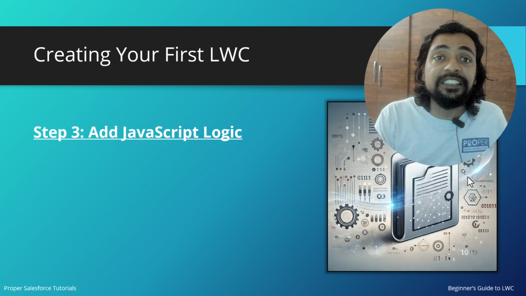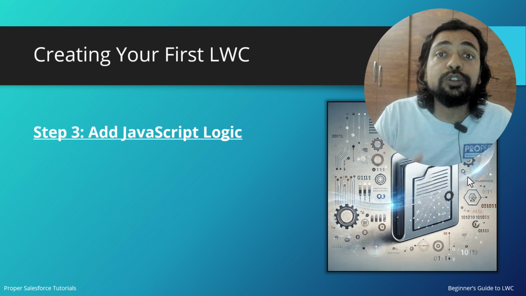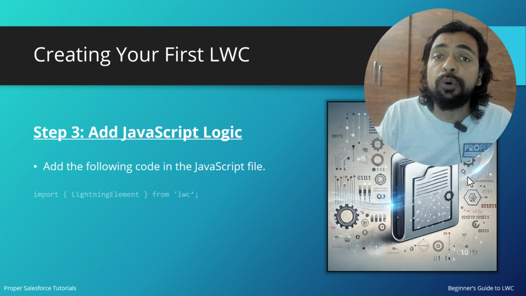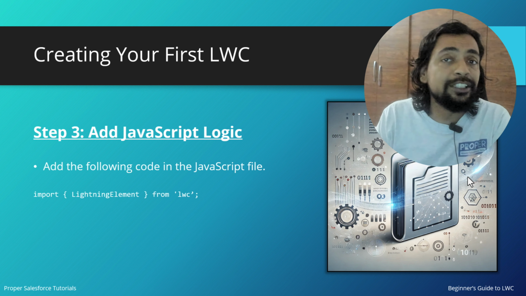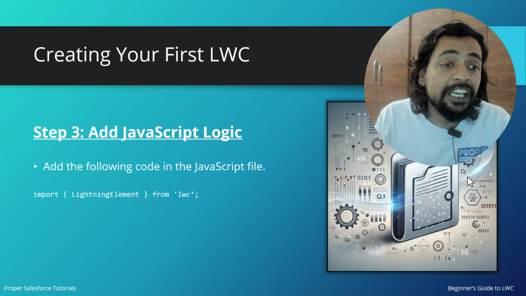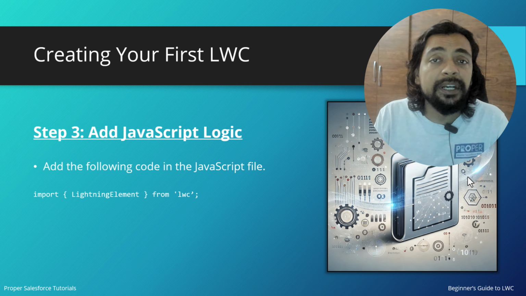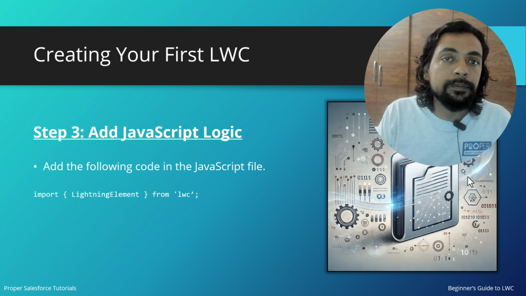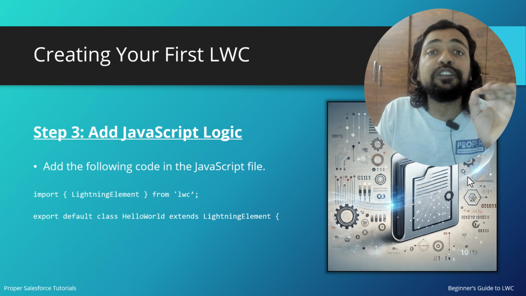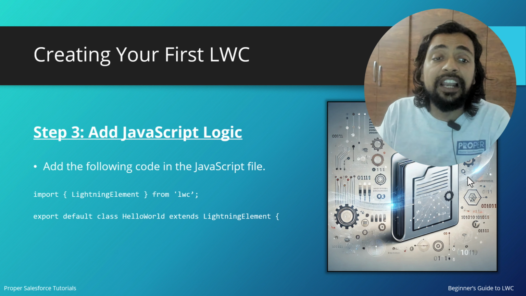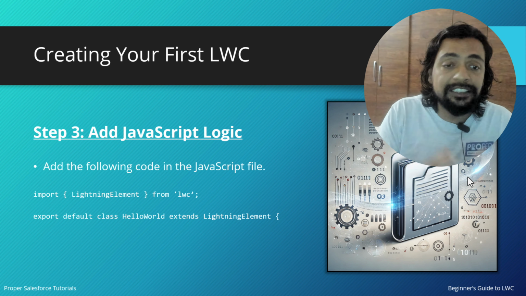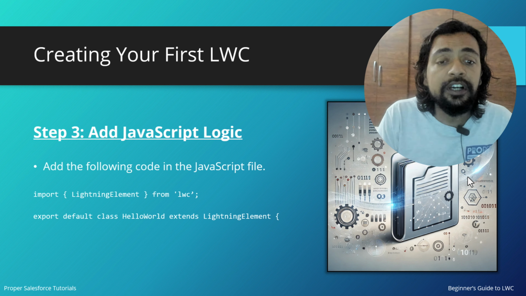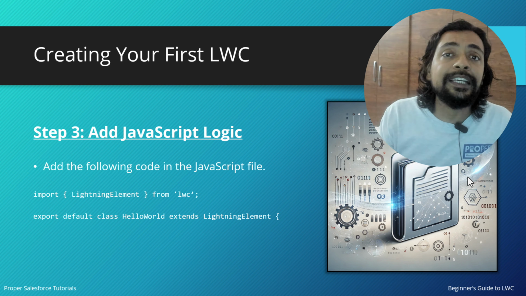Once your HTML file is ready, the next thing on the line is to provide the JavaScript code over there. Now few of the JavaScript code is already written over there as soon as your Lightning Web Component is created, just like this import statement which is importing the Lightning element class from the LWC module. Along with that, it will also have this export default class and the name of the class, that is hello world if our LWC name is hello world itself, and it is inheriting the Lightning element class.